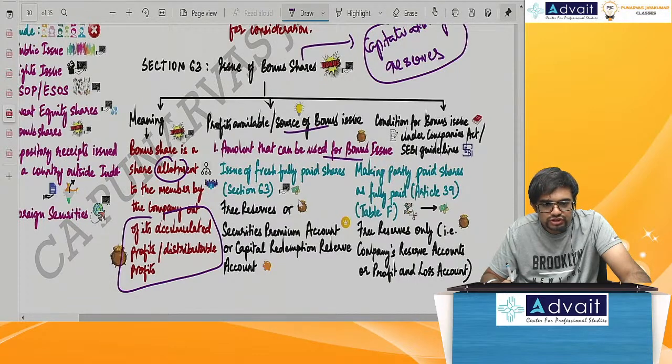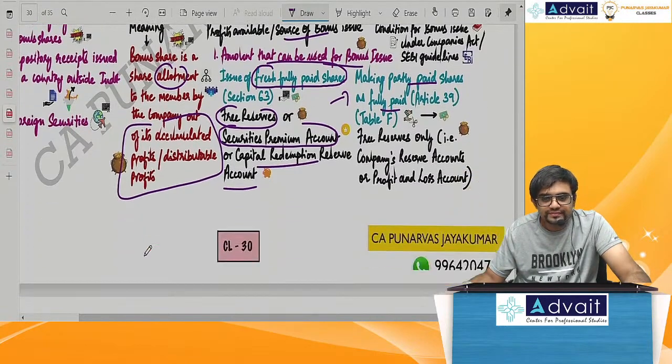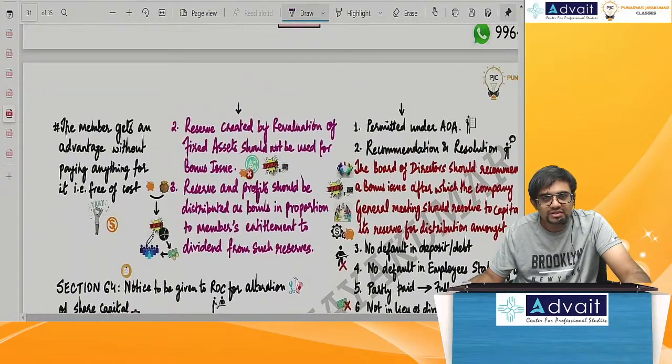Amount that can be used for bonus issue. How? By issue of freshly, fully paid up equity shares, or free reserves, or security premium account, or, as already discussed, CRR, capital redemption reserve account. First, partly paid up shares should be made fully paid, and I can use the company's free reserves. But when I am touching the CRR, no problem, I can do so, because the only use of the capital redemption reserve account is to issue bonus shares.